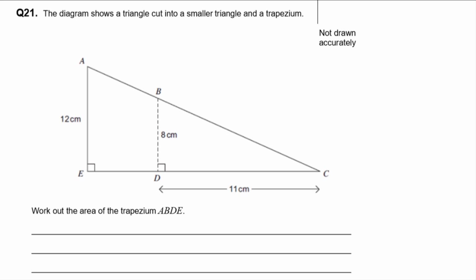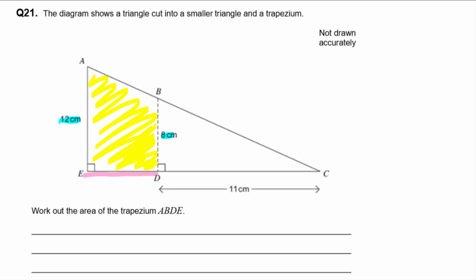Work out the area of the trapezium. Well, the trapezium is here, look. Now to work out the area of a trapezium, we need to know its two parallel sides that we've got. We've got 12 and 8. What we need, though, is that length there as well, don't we, to work out the area of a trapezium. And at the moment, we don't know it.